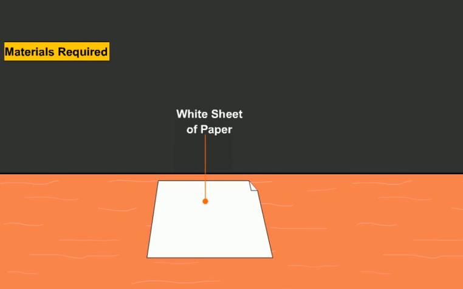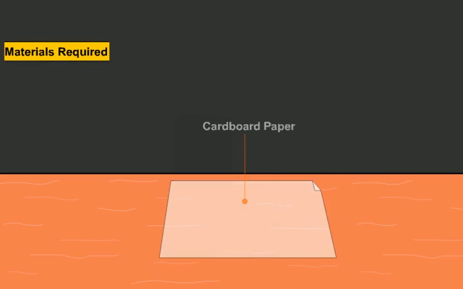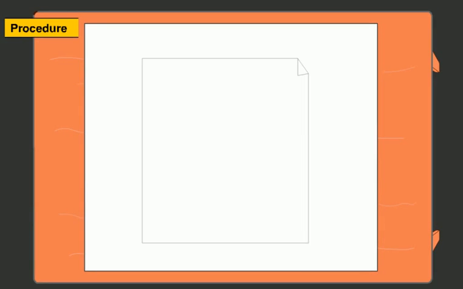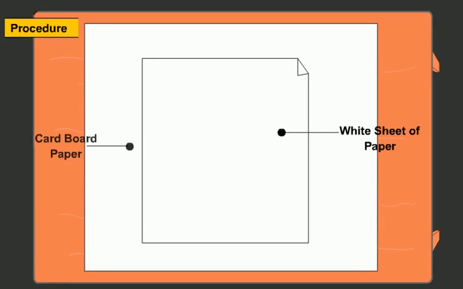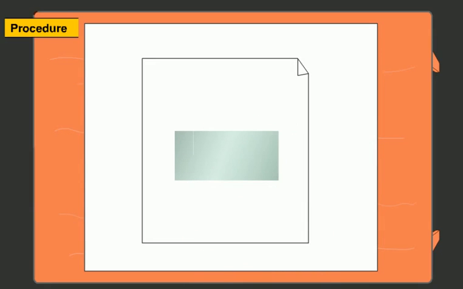Students, the materials required for doing this activity are a white sheet of paper, glass slab, pencil, pins, cardboard paper, and a ruler. Now let us look at the procedures. Fix a white sheet of paper on the cardboard paper. Place a glass slab almost at its center and draw its outlines.